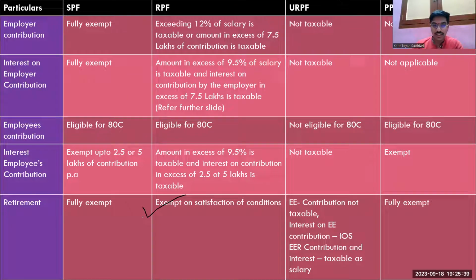This is done. Exempt on satisfaction of certain conditions. And the condition is, 5 years of service should be rendered. If 5 years of service is not rendered but I directly transfer to the next RPF, then it is not taxable. Or if 5 years of service is not rendered and the causes are beyond your control, that is also not taxable. That's all. Point number 5 done. Point number 4 done. Is it clear? Yeah. Super.